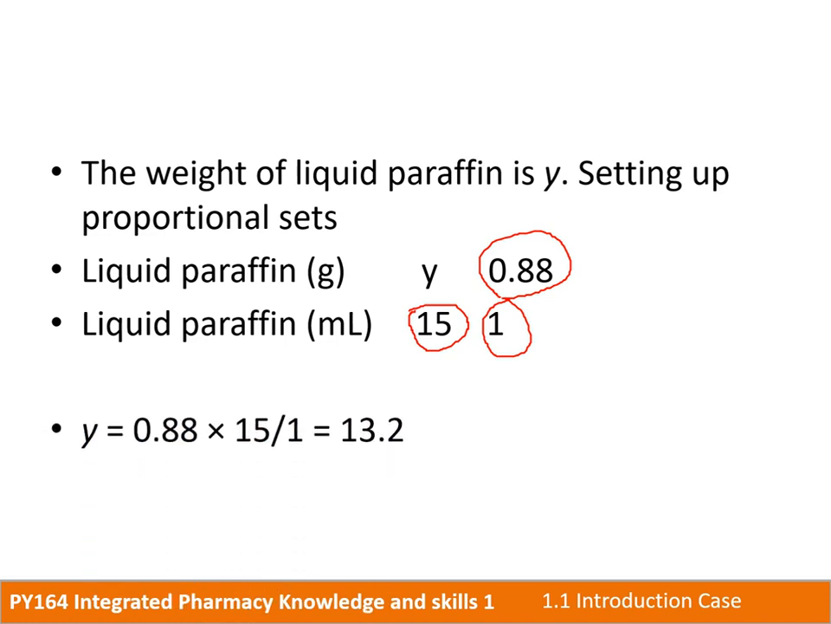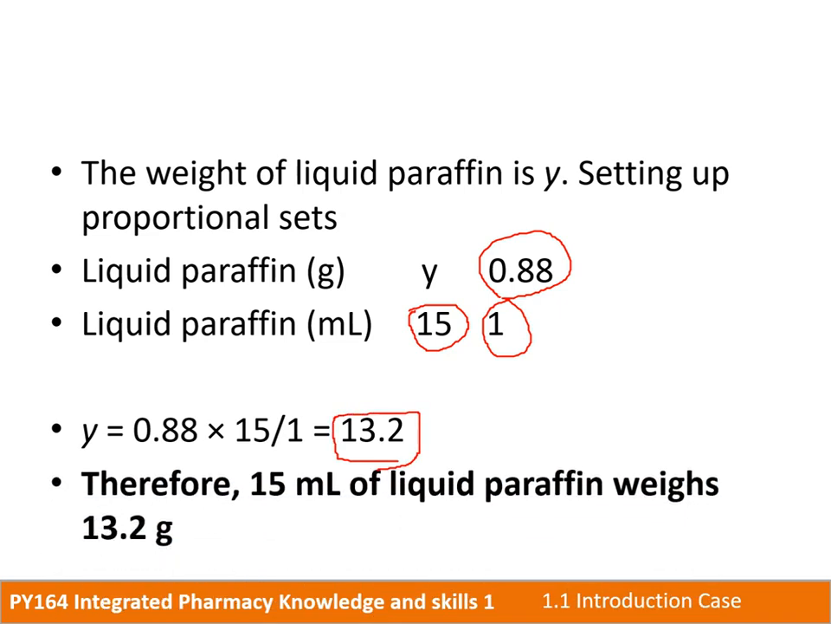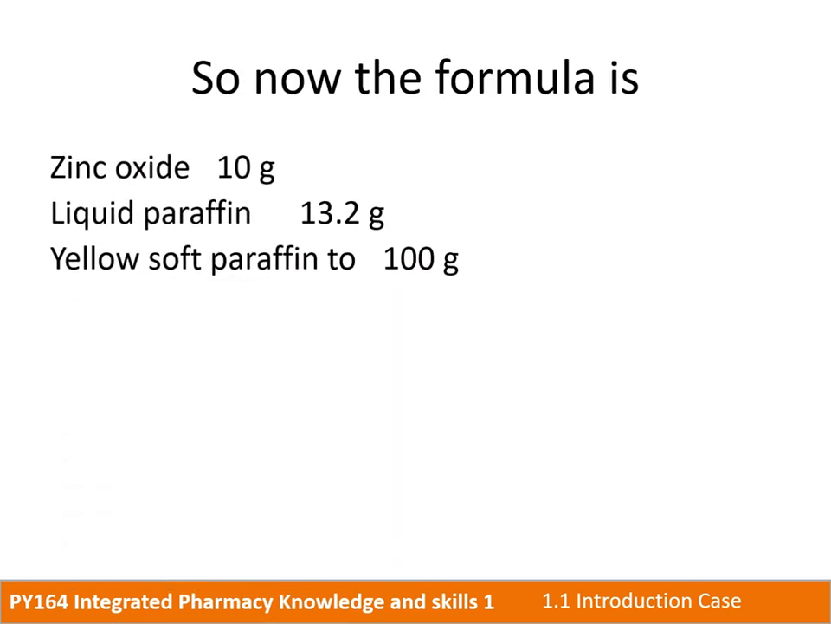so we work that out, which comes to 13.2 grams. So therefore 15 mils of liquid paraffin weighs 13.2 grams. So the formula we've now made is 10 grams of zinc oxide, 13.2 grams of liquid paraffin to 100 grams of yellow soft paraffin.